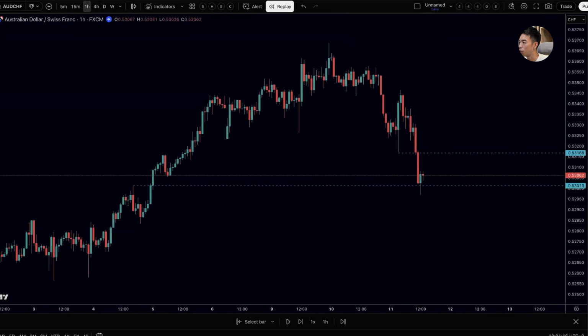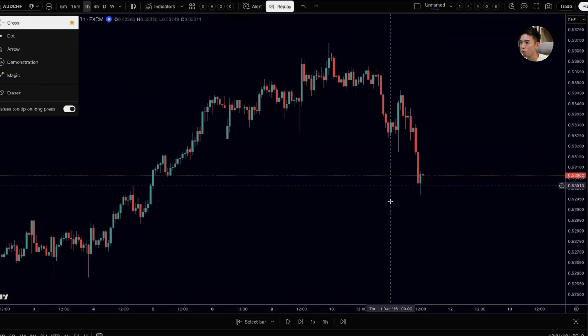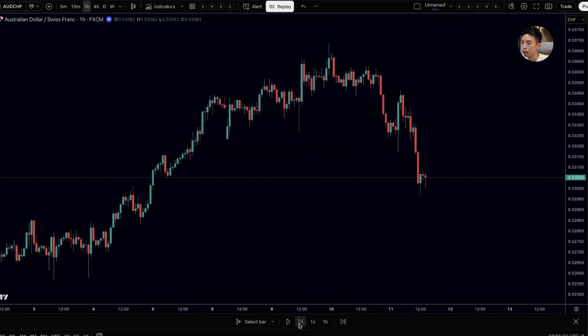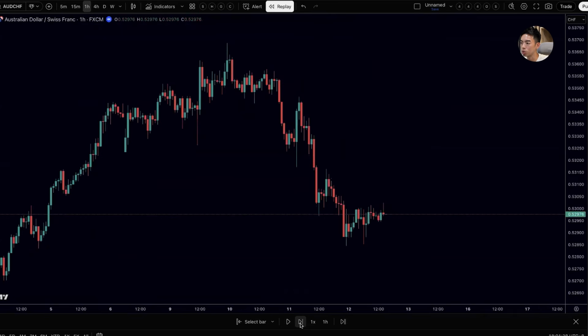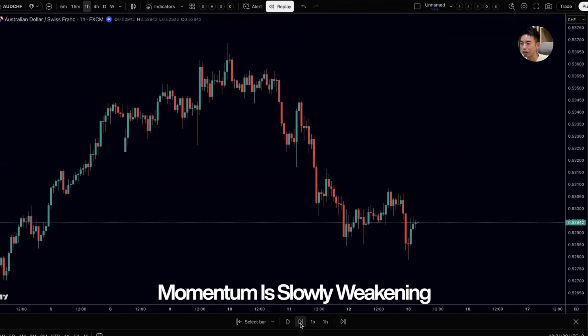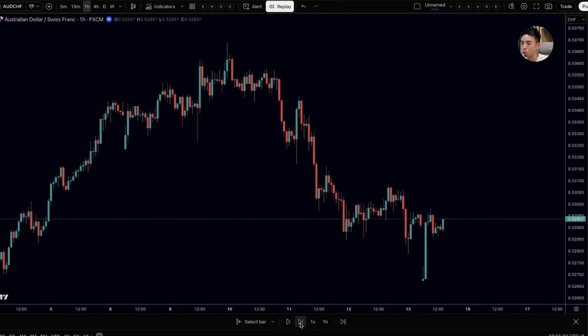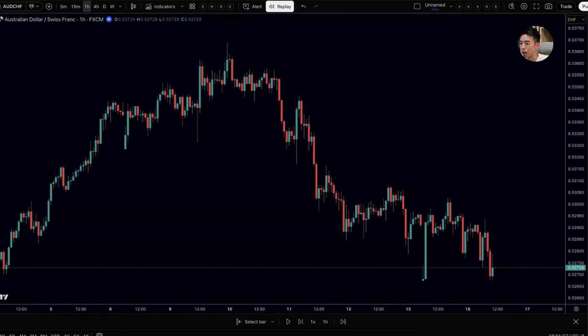I'm going to remove all my levels just to show you the health and strength of this downtrend that's happening. And I want you to really pay attention to what's happening along the way here. As we push down lower, we are able to see the momentum is slowly weakening, and each push is getting weaker and weaker with its pullback coming in deeper and deeper. Why am I saying that?